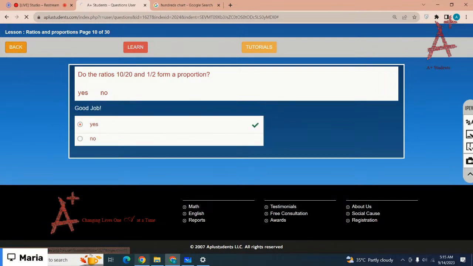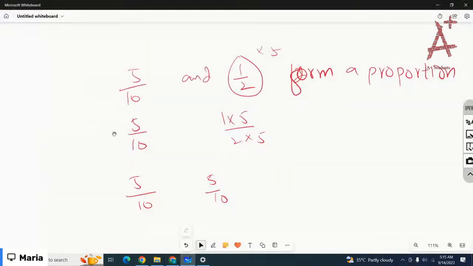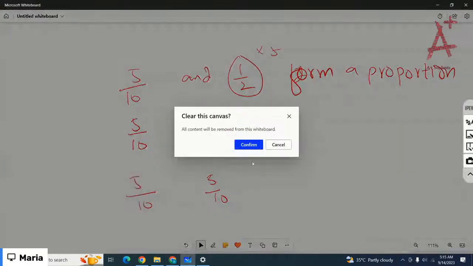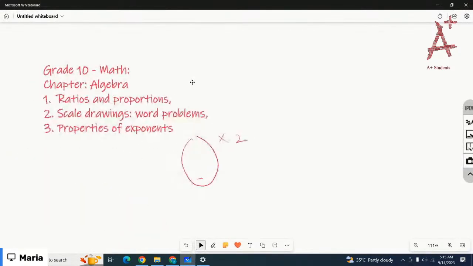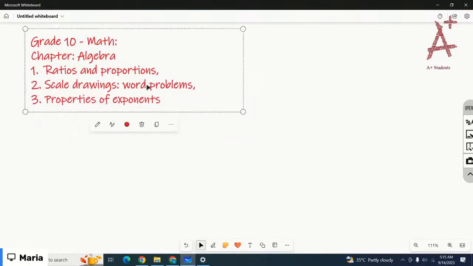Okay, you can complete the lesson by yourself later today. Let's just start with the next lesson. The next lesson is, I think, scale drawings, right? So, what is scale drawings? What does scale drawings mean?